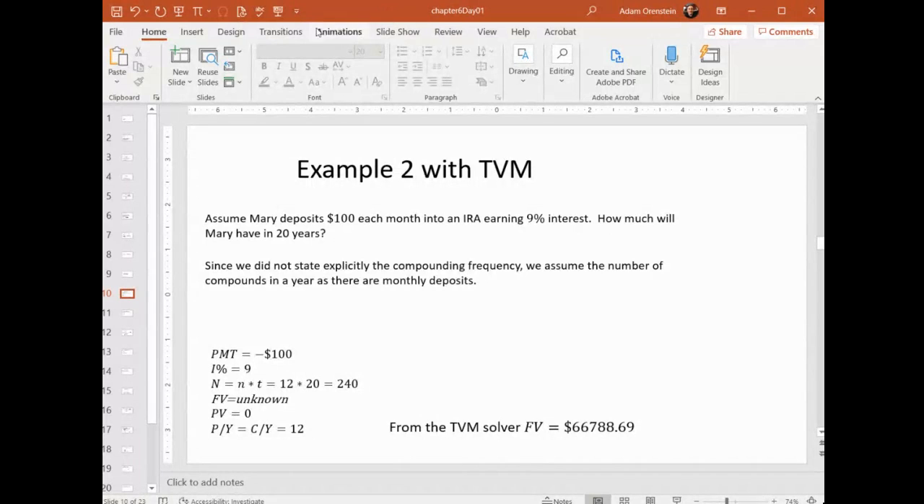So that was one example, and that's the TVM solver. It's a little bit easier, as you can see, because you're not using a big formula.